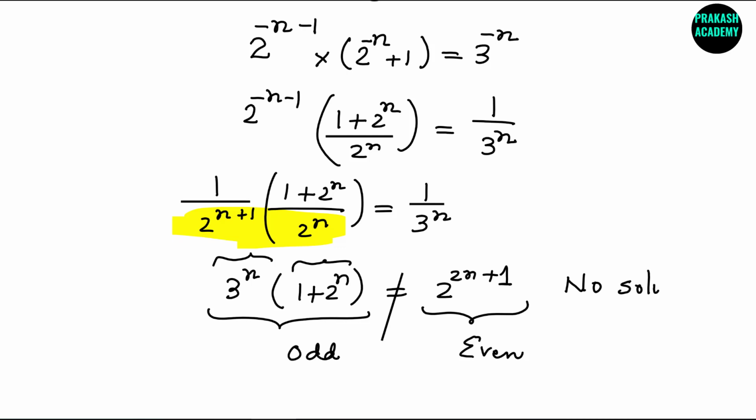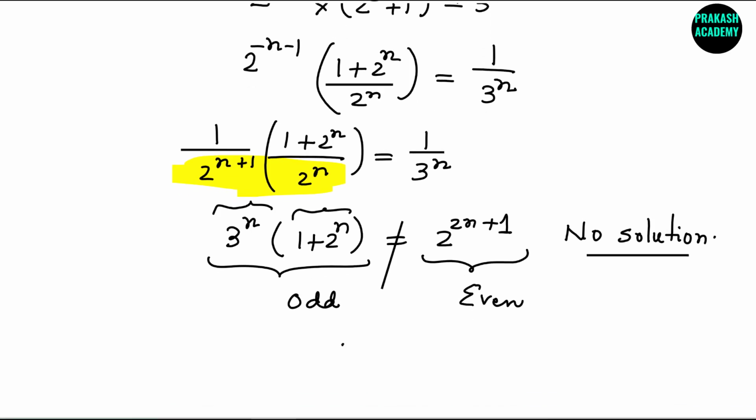If x is negative, there is no solution. So in this case, only one solution is possible, and that is x equal to 1.